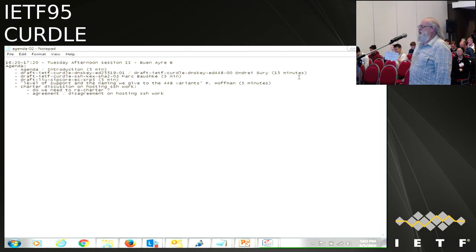If CURDLE doesn't actually get this done in some sort of reasonable time, I would not be surprised if we're in the process of potentially spinning up a new working group to deal with S/MIME fixes. And if it doesn't get done here, then I would expect us to just go ahead and grab it there and do it. So don't leave.